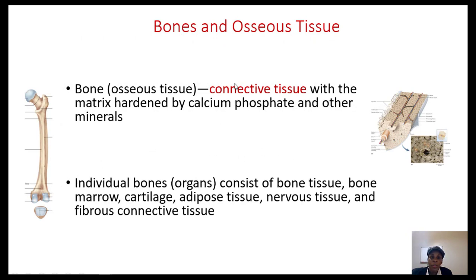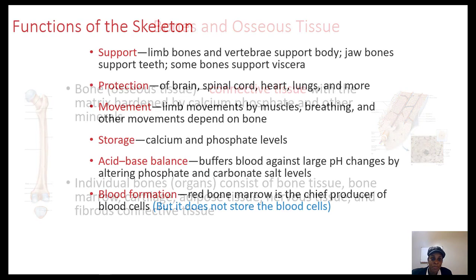So we say the connective tissues are made of cells, ground substance, and fibers. So bone is a type of connective tissue. Each bone is considered an organ, because we say systems are made of organs. So bones are organs of the skeletal system.